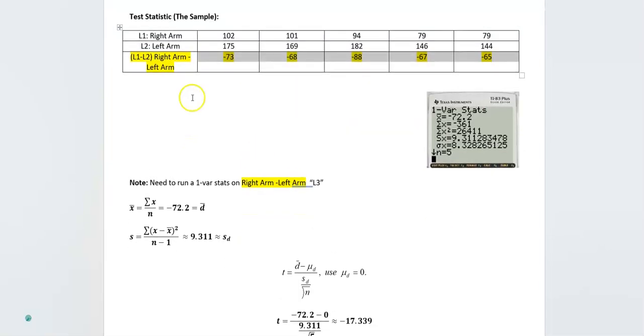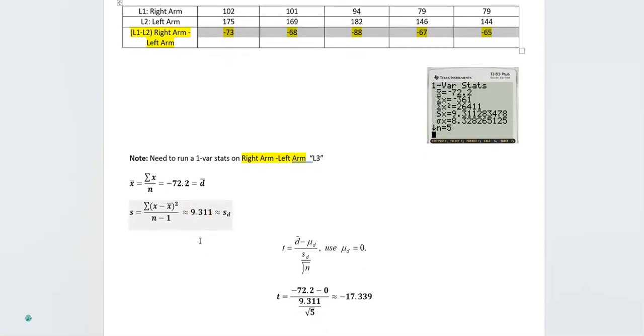And once you actually carry out the L1 minus the L2, you're going to say that the mean of the sample, and for dependent samples, that's the d-bar. In this case, we're getting negative 72.2. The standard deviation, I'm just using the notation of the author, your regular standard deviation of a sample for dependent samples, it's going to be approximately 9.31.